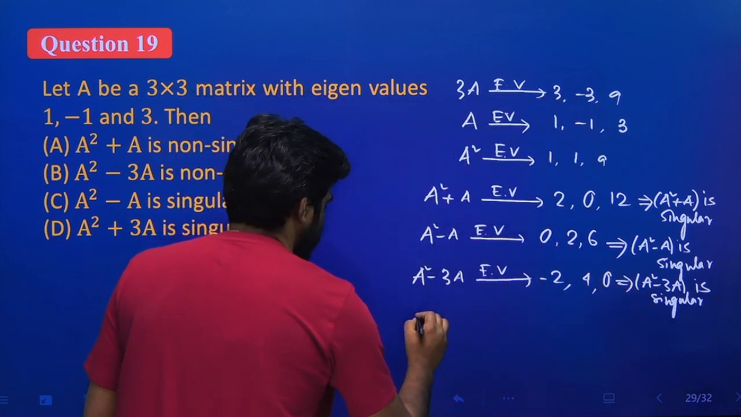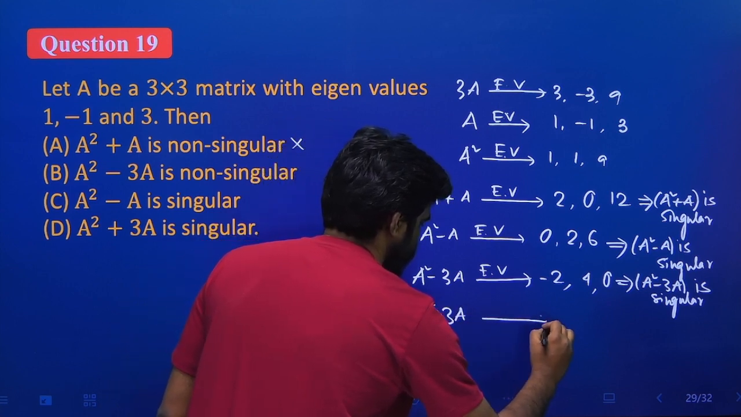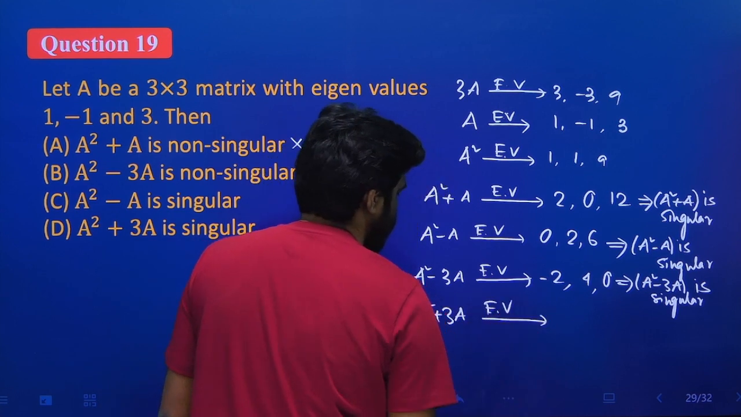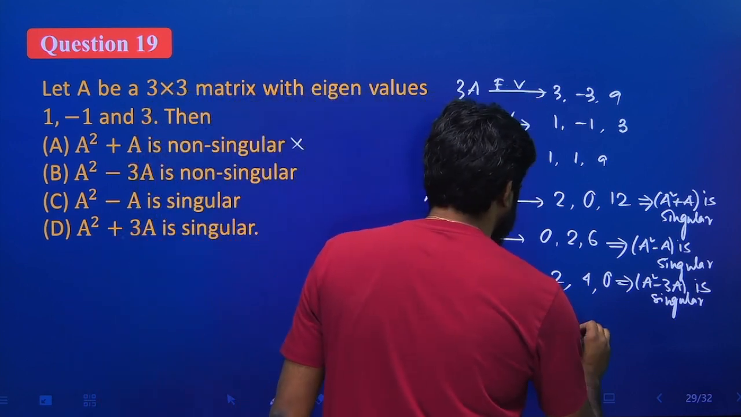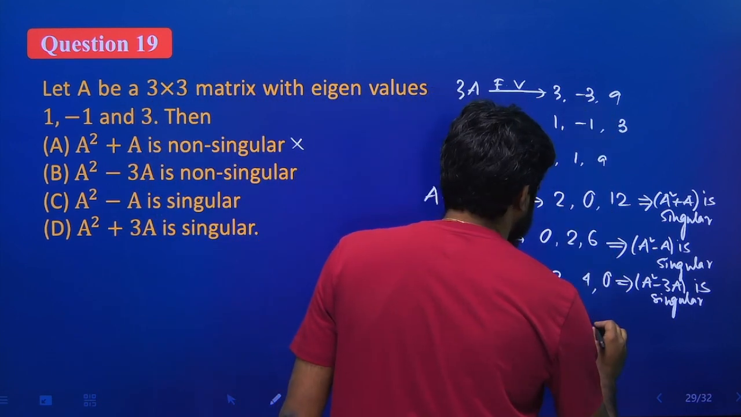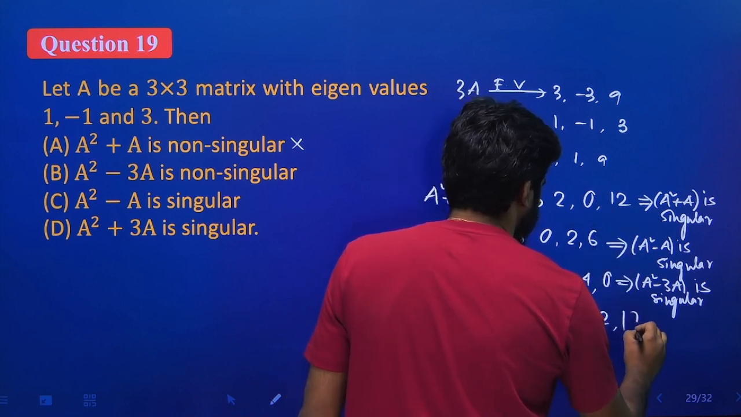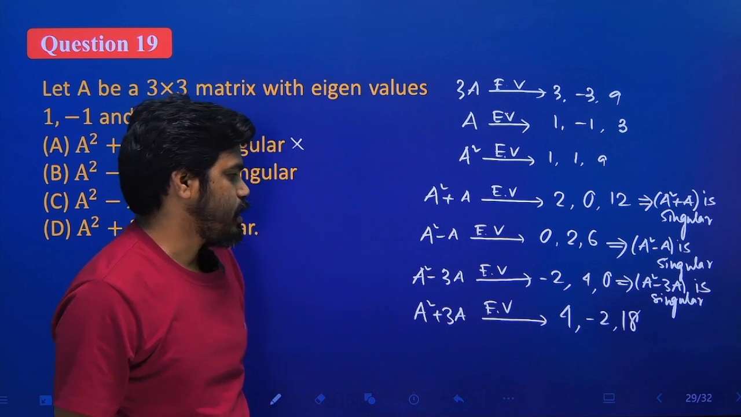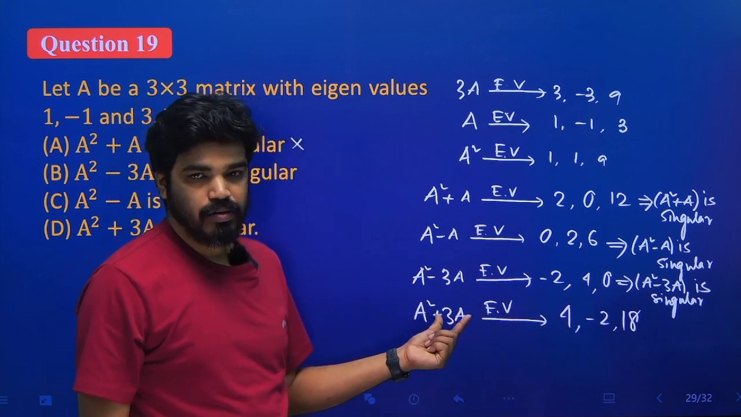Next, A square plus 3A. So eigenvalues of A square plus 3A are 3 plus 1, that is 4. 1 minus 3, that is minus 2. 9 plus 9 is 18, right? Okay, ठीक. So this must be non-singular, right?